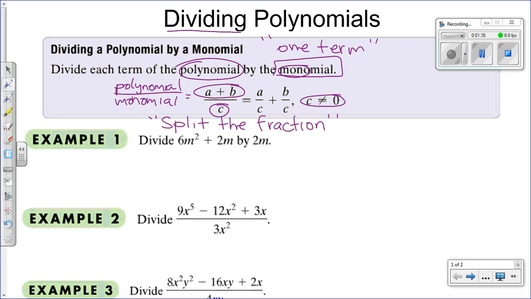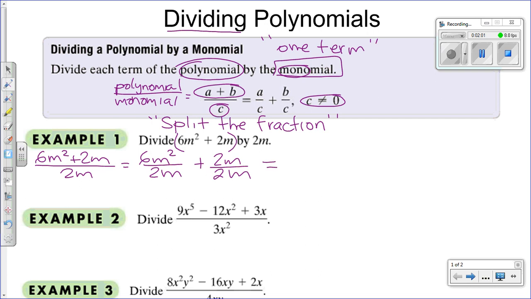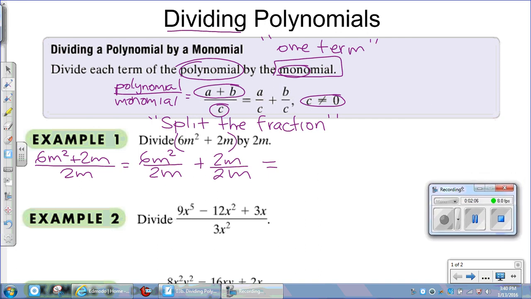Now, example number 1, this is the polynomial: 6m squared plus 2m divided by 2m. In this case, we're going to split the fraction. So we're going to have the 6m squared divided by 2m. Similarly, we're going to have the 2m divided by 2m. And now we divide each fraction individually. So there are two things you must do.